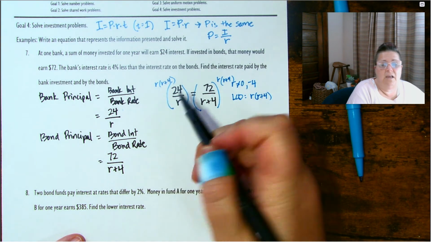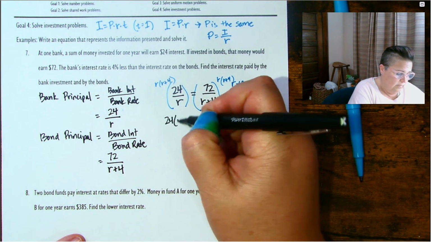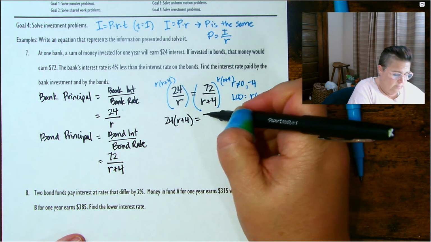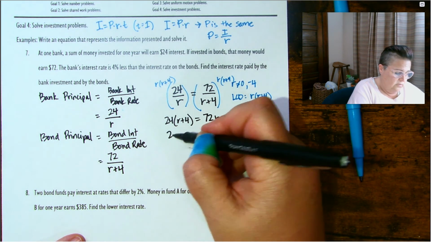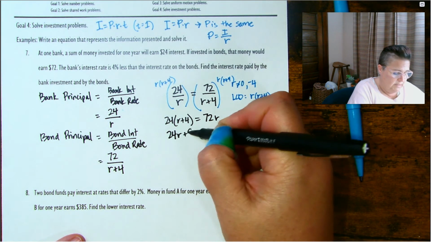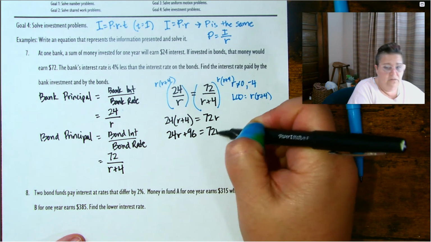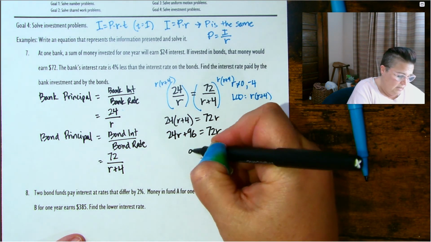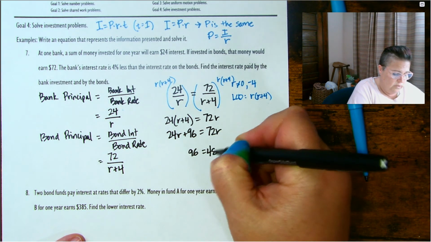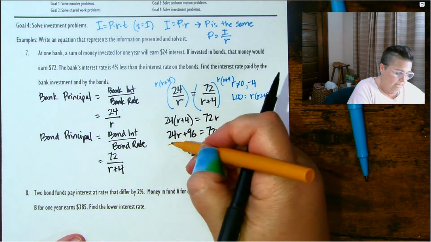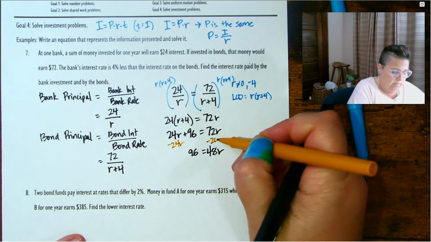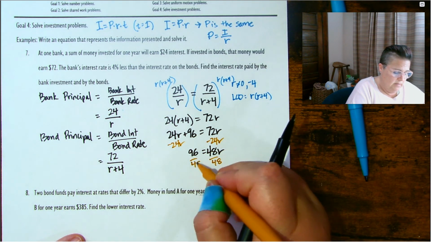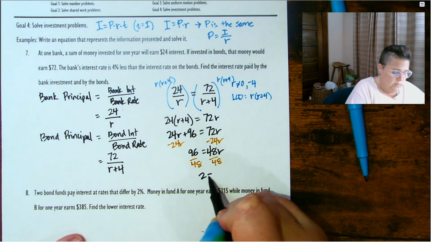On the left side, the R's will cancel. On the right side, the R plus 4s will cancel. Distributing, I get 24R plus 96 is equal to 72R. Subtracting 24R from both sides, I get 96 is equal to 48R. Then dividing both sides by 48, we get that 2 is the rate.